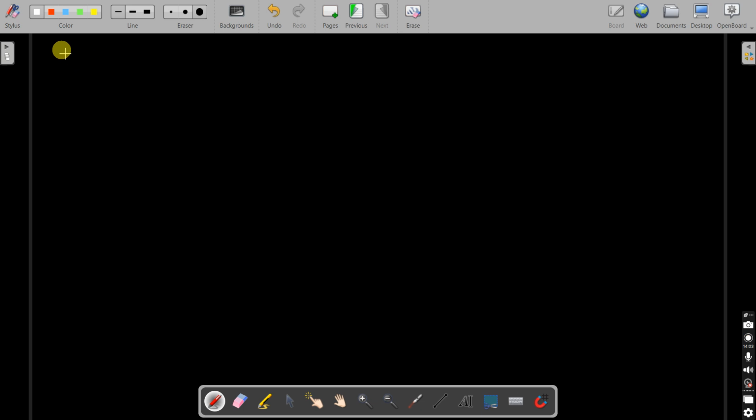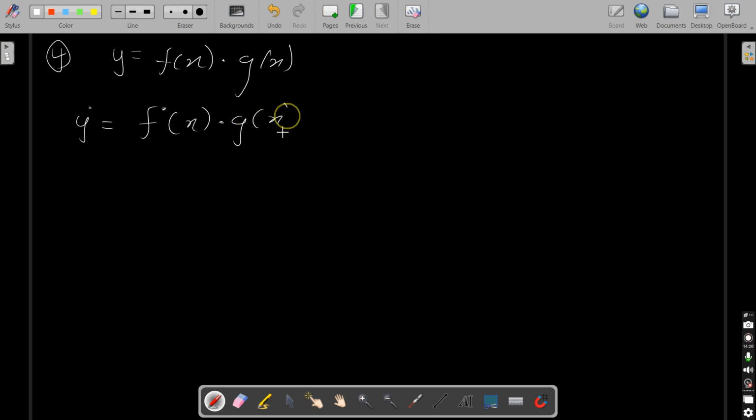So rule number 4, or the fourth part of things to remember. If y is the product of two functions, then dy by dx will be the differentiation of the first function, the second function remains as it is, plus the first function remains as it is, and the second function gets differentiated. So let's solve one question based on this.